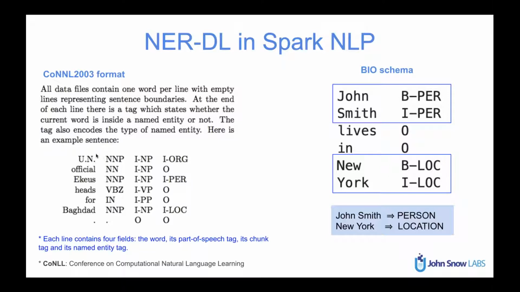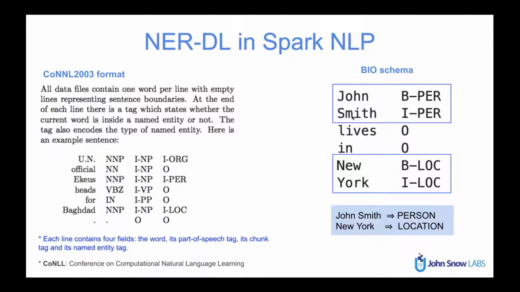this is, for example, "UN official Ekeus heads for Baghdad." So we get the tokens as the first column, and then we get the part of speech tags, and then the chunk tag, and then the label that we are trying to predict. On the right-hand side, we call it the BIO schema. Assume that we have John Smith as a person. If you want to label this, we label the starting token with B, like the beginning, and then the label.